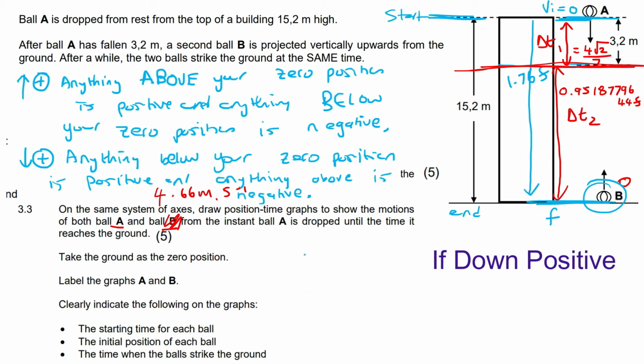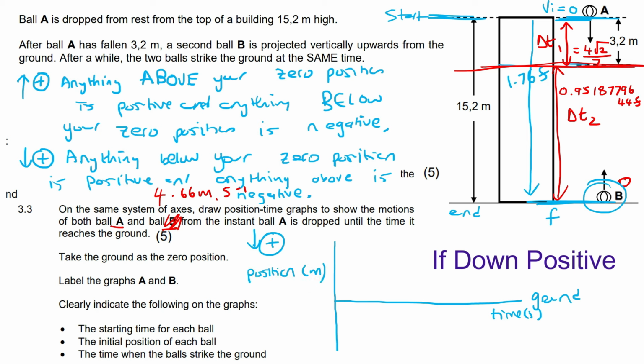Now, if we choose down as positive, let's restart that. Our ground is still there. This is still going to be the x-axis called time, and we still have the y-axis called position measured in meters. For ball A, we know that it starts at 15.2 meters, but now it's going to be negative 15.2, because anything below the zero position is positive, and none of this is below the zero position. It's all above the zero position, because it's above the ground. So anything above is now going to be negative. Our graph's going to start there, and then the ball's just going to fall to the ground like it did before. Let's make it a bit wider there.